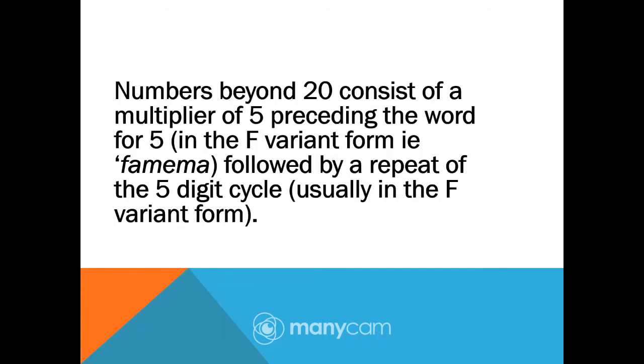So, numbers beyond 20 consist of a multiplier of 5 preceding the word for 5 in the F variant form. So, 5 in the F variant is fam yama, followed by a repeat of the 5-digit cycle, usually in the F variant form. So, this will make more sense when I actually show you.